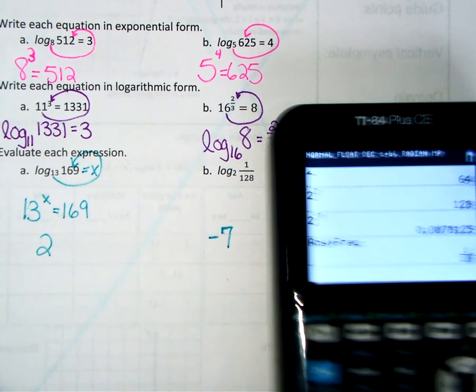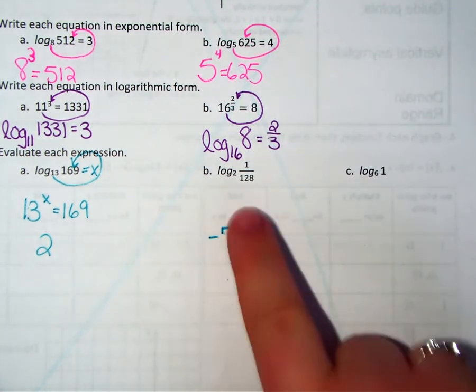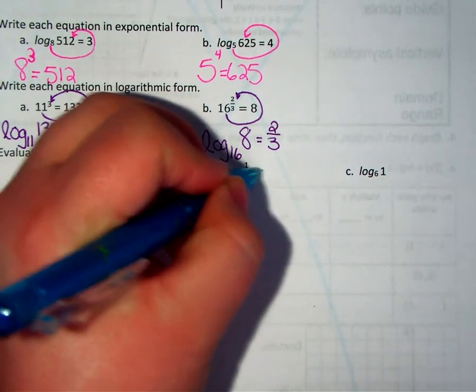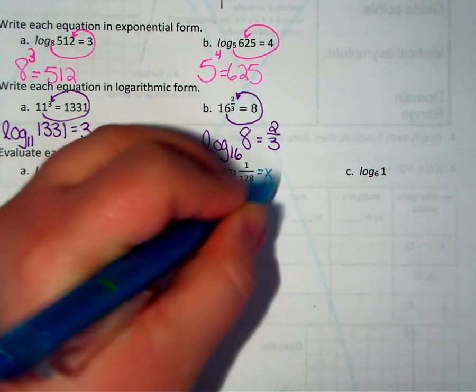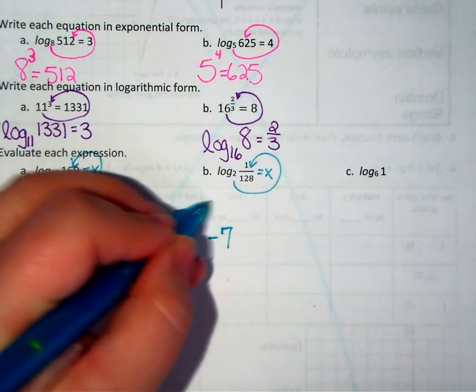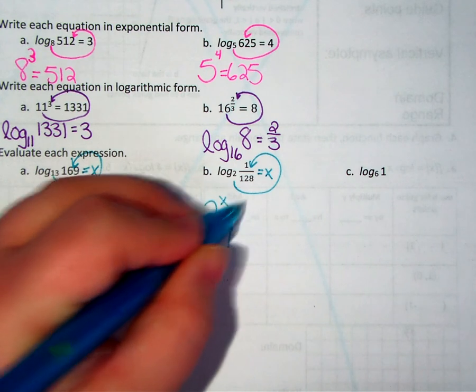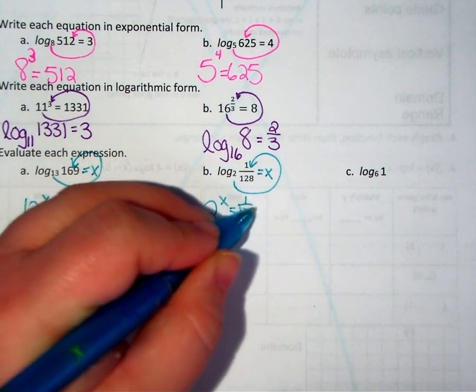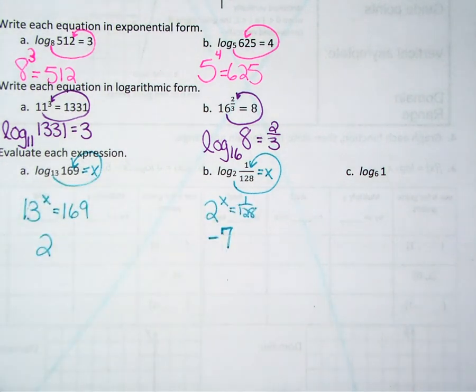And it is. If you rewrote that in exponential form, it would look like this. 2 to the x equals 1 over 128. It's all a matter of how your mind thinks.